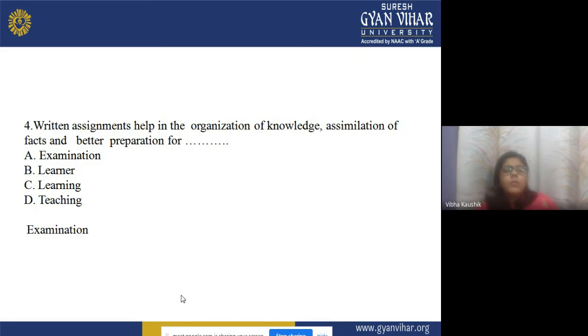Now the fourth one, written assignments help in organization of knowledge. If the teacher is giving any written assignments to the students, it helps them to organize knowledge, assimilation of facts, and better preparation for what? Now the options are A examination, B learner, C learning, or D teaching. So the correct answer is option A, that is examination. Means written assignments help the learner in organization of knowledge, assimilation of facts, and better preparation for examination.